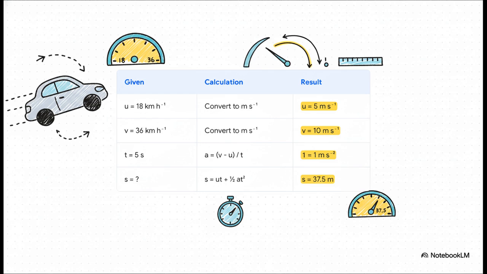To find acceleration a, we use the first equation. a equals v minus u divided by t. Putting the values in, we get a equals 10 minus 5 divided by 5, which gives us 1 meter per second squared. Now, to find distance s, we can use the second equation. s equals ut plus 1/2 at squared. Substituting our values, we get s equals 5 multiplied by 5 plus half multiplied by 1 multiplied by 5 squared. This simplifies to 25 plus 12.5, which equals 37.5 meters. You see, by following the steps, the problem becomes quite simple to solve.